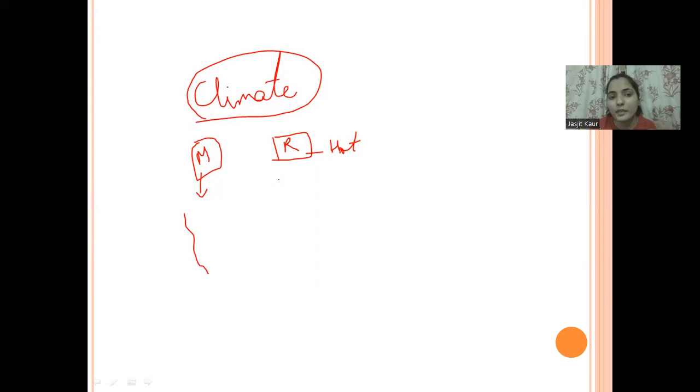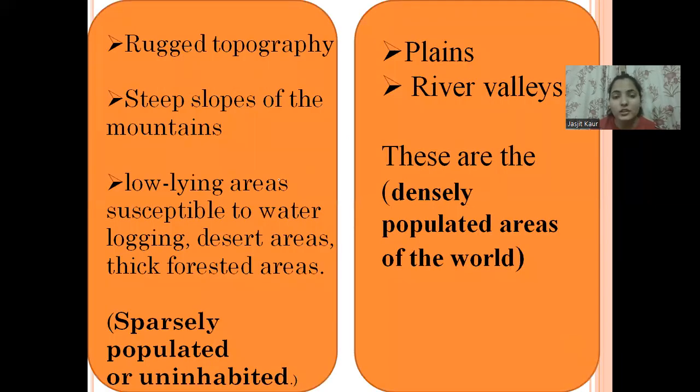Now on the other side, we have land. How does land affect the uneven distribution of population? The land that has rugged topography. Topography basically means what kind of landform we have: whether it is a mountainous area, a plain area, or a desert area. So topography means what kind of landform we have. If the land has rugged topography, it means like this.